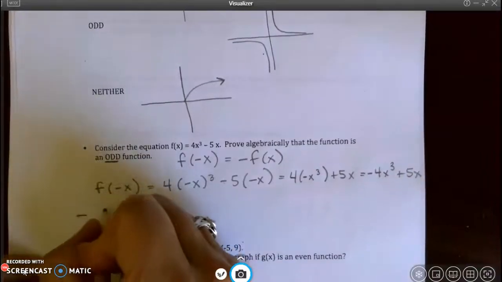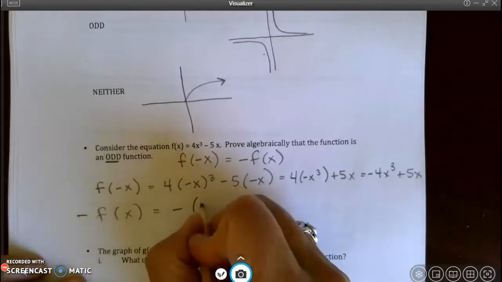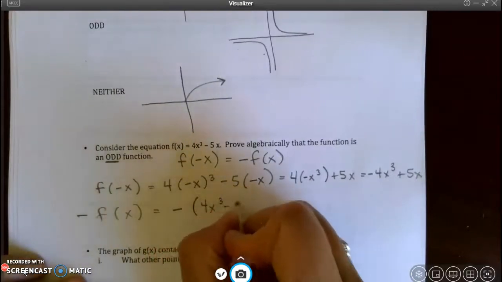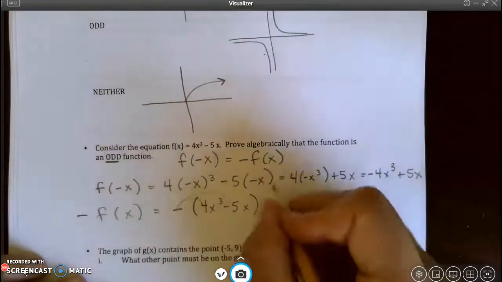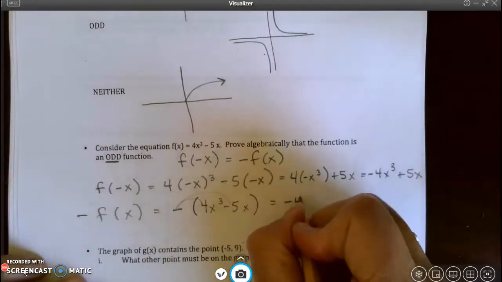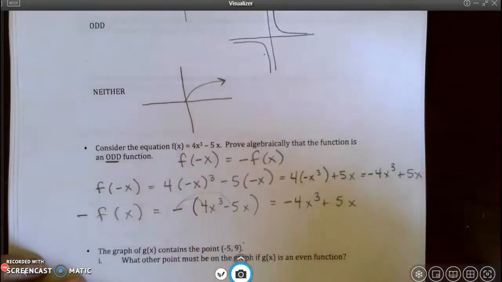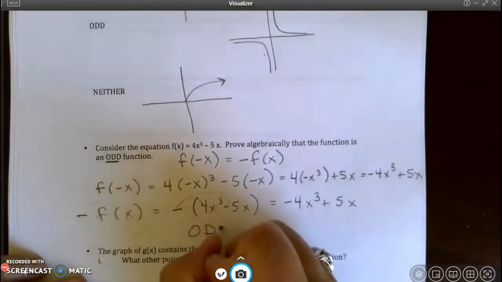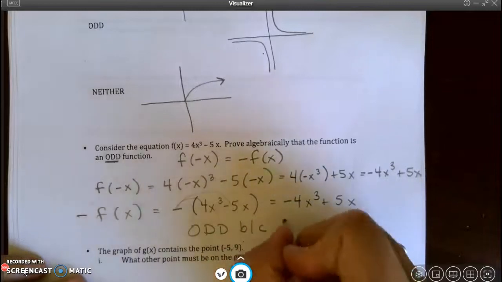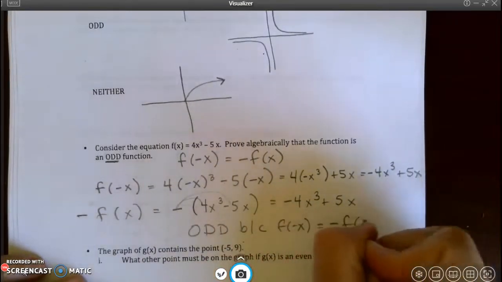Okay, let's do negative f of x. Negative 4x cubed minus 5x. Distribute that negative. And I get negative 4x cubed plus 5x. And therefore, it is odd because they're equal. Odd, because f at negative x equals negative f of x.